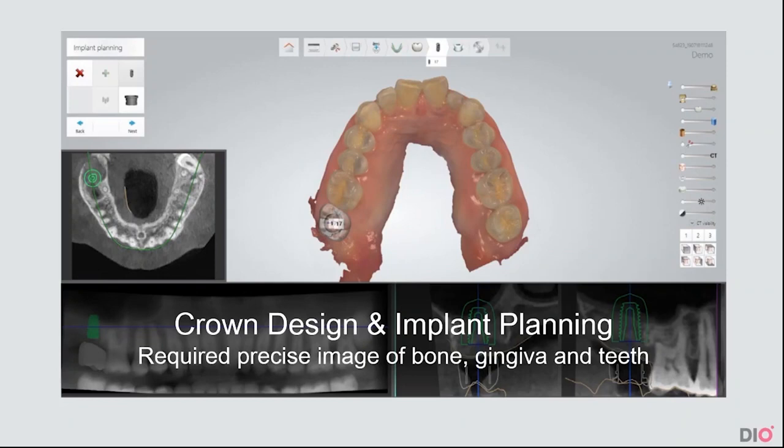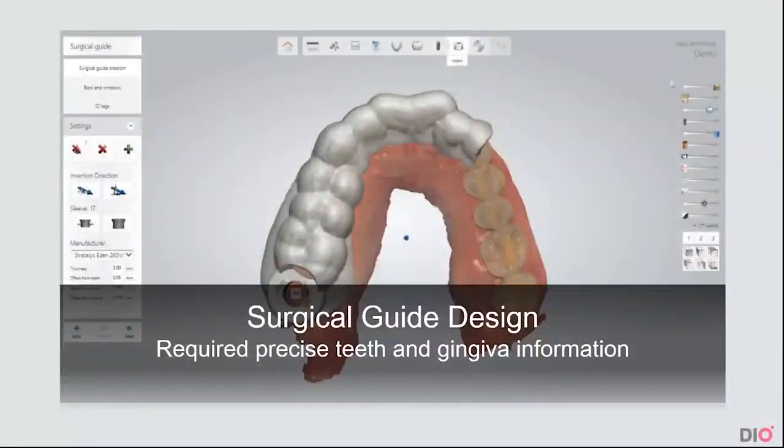First of all, the virtual crown is designed, and then we can start planning the optimal implant position based on the occlusal relationship and the patient's bone condition using a top-down method. As you can see on this slide, all of the bone, gingiva, and teeth information are needed in implant planning. Of course, the virtual crown design also requires information of the antagonist. After that, you can design the optimal surgical guide according to the shape of the teeth and gingiva in the patient's mouth. For this to happen, accurate oral scan data is essentially needed for precise guide fabrication.